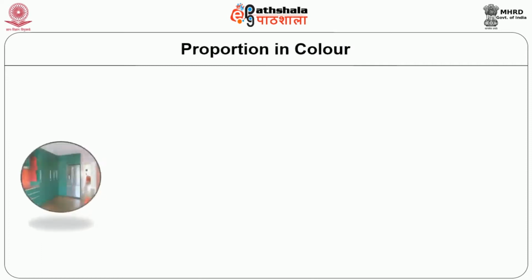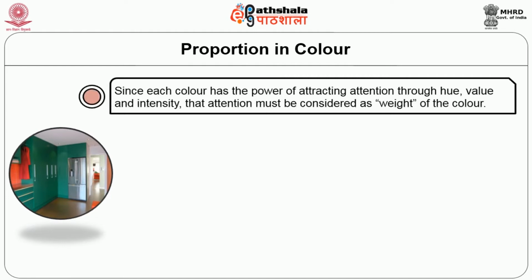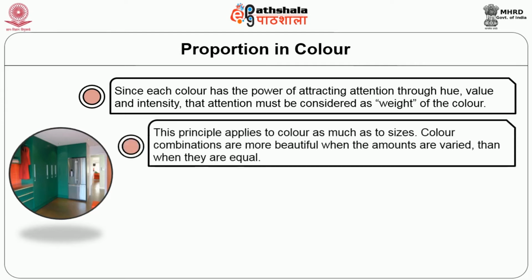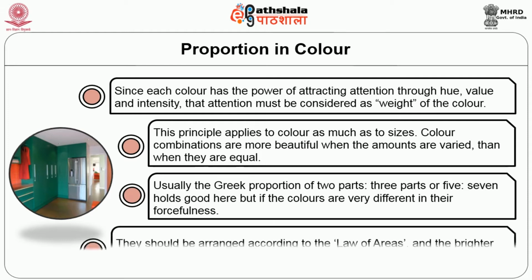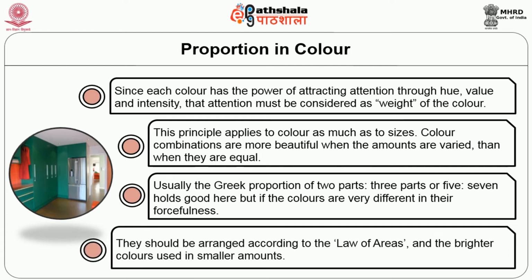Proportion in color. Since each color has the power of attracting attention through hue, value and intensity, that attention must be considered as weight of the color. This principle applies to color as much as to sizes. Color combinations are more beautiful when the amounts are varied than when they are equal. Usually, the Greek proportion of 2 parts to 3 parts or 5 to 7 holds good here, but if the colors are very different in their forcefulness, they should be arranged according to law of areas and the brighter colors used in small amounts.